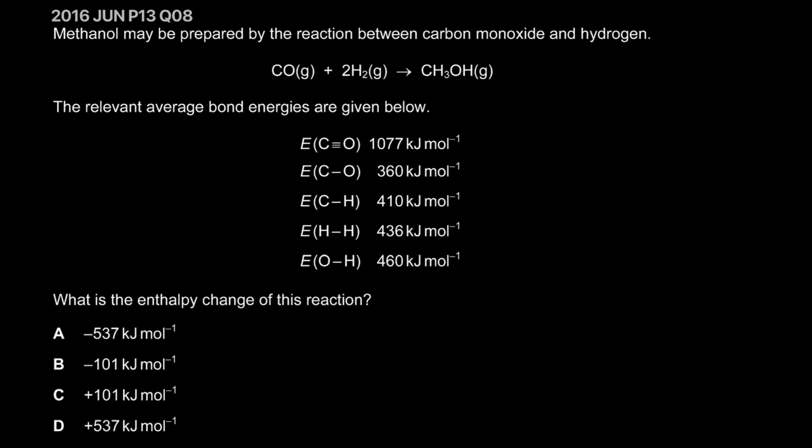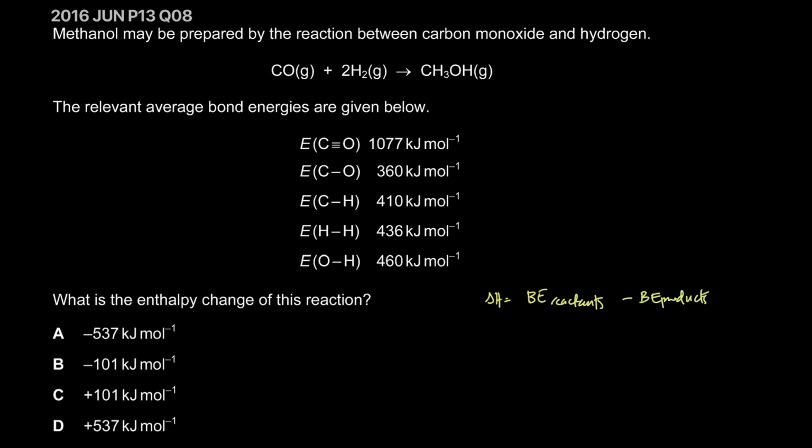Methanol may be prepared by the reaction between carbon monoxide and hydrogen. The relevant average bond energies are given. What is the enthalpy change of this reaction? So again, over here, we know that the enthalpy change of the reaction, in terms of bond energies, is the bond energy of the bonds broken minus the bonds formed. That is just the bond energies of the reactants minus the bond energies of the products.